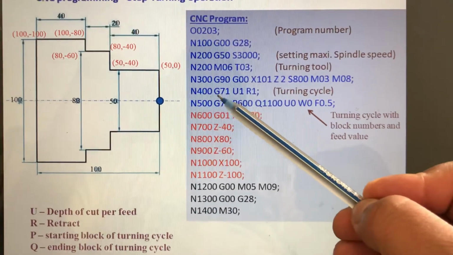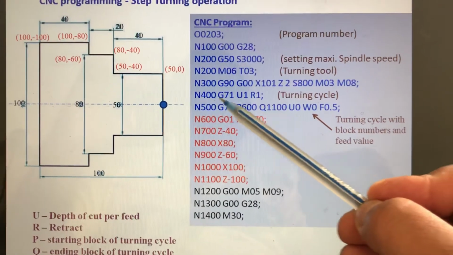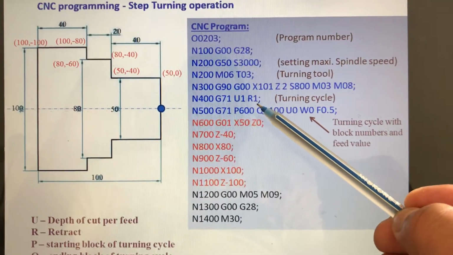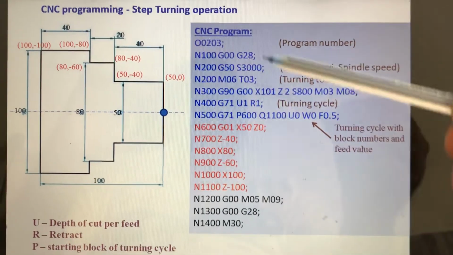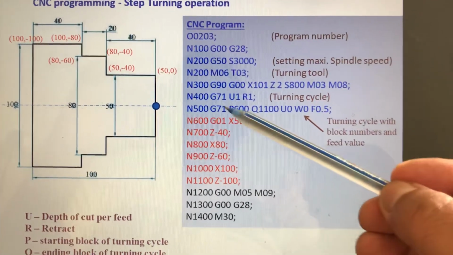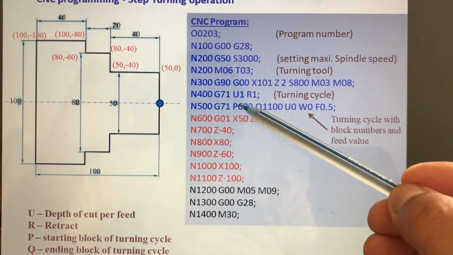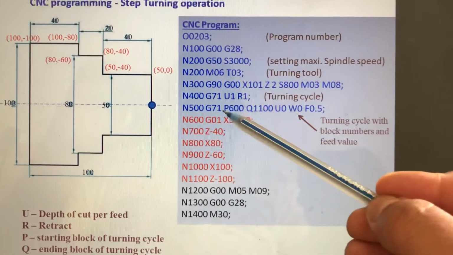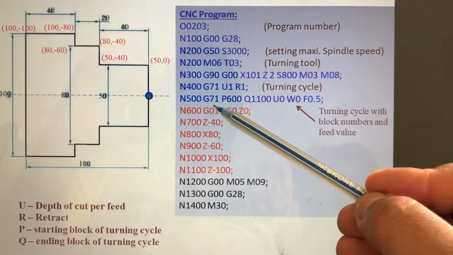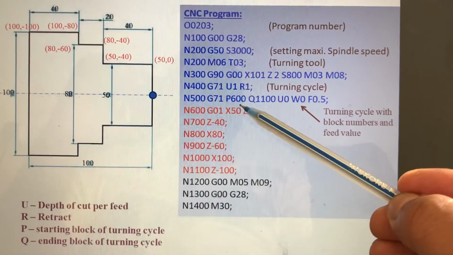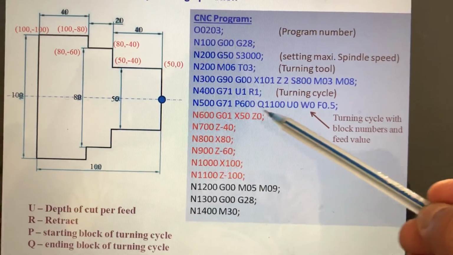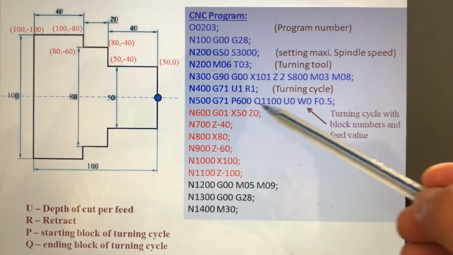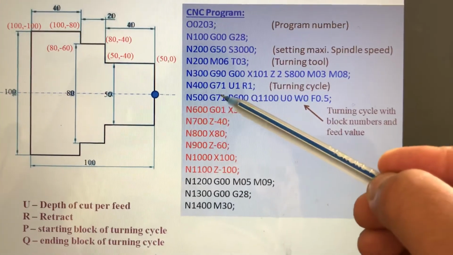The turning cycle is G71, which represents the turning cycle. You should give depth of cut as 1, R as 1. The retract value means coming out after cutting 1 mm depth. So U1, R1. You can give U2, R2 also, that depends. But here we are taking U1, R1. Then again G71, P600 and Q1100. What is this? Till where the cycle continues.